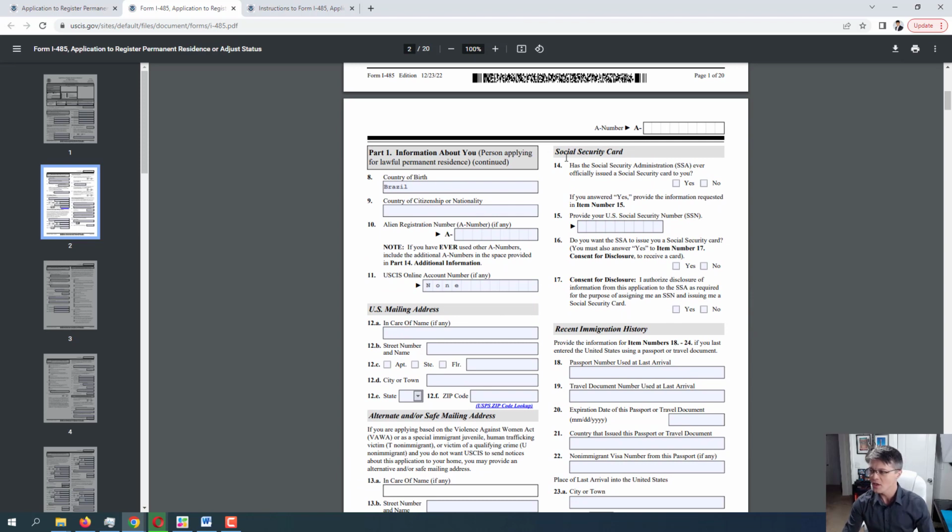Social Security card. Has the Social Security Administration ever officially issued a Social Security card to you?